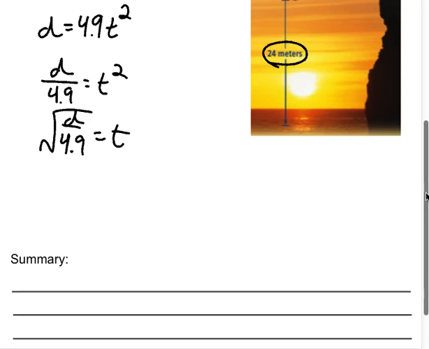And then if I need to solve it, well, the time would be the square root of 24 divided by 4.9. So I can just type that into my calculator and get an answer of about 2.21 seconds is how long it's going to take them to complete that dive.